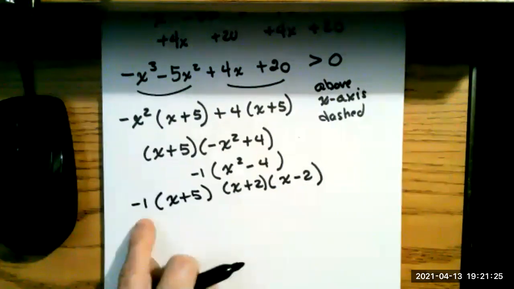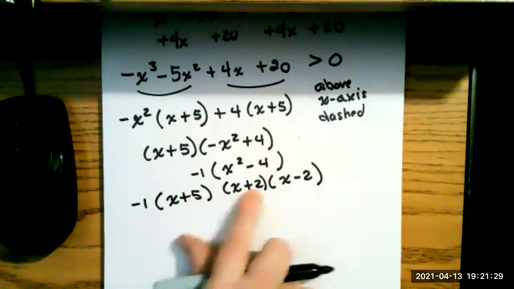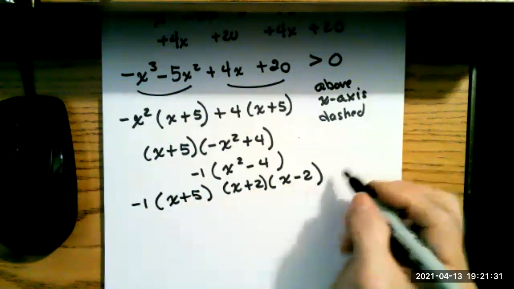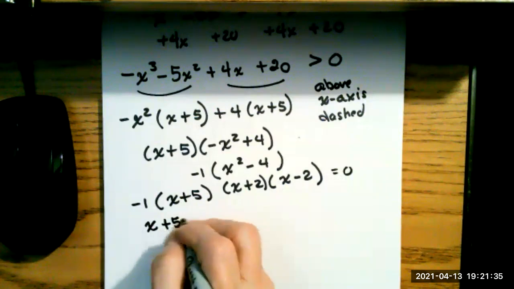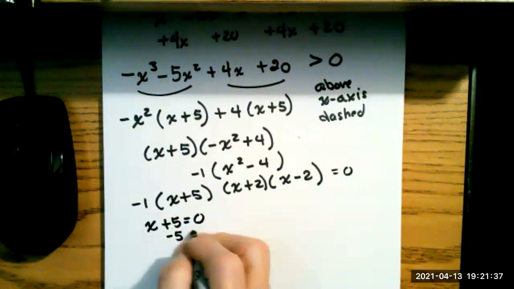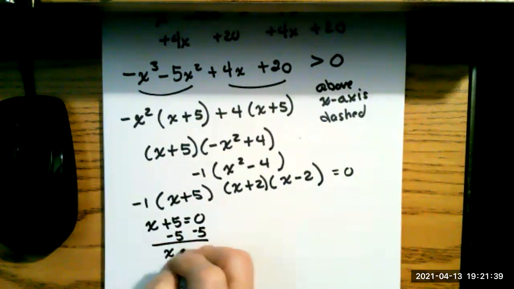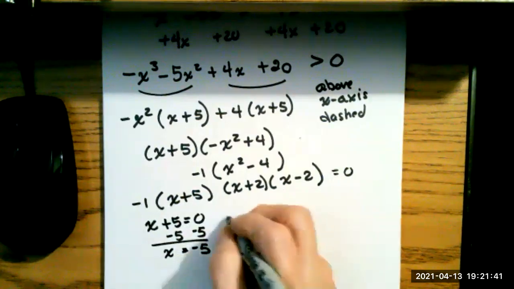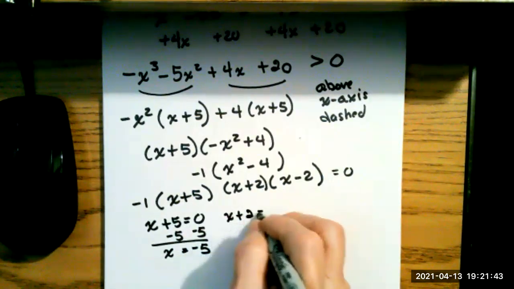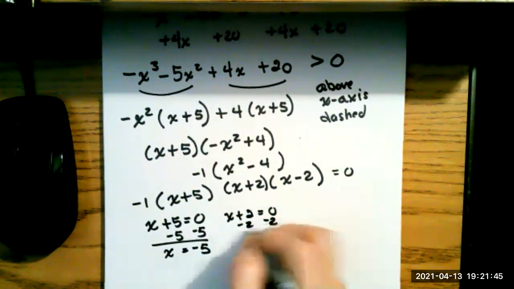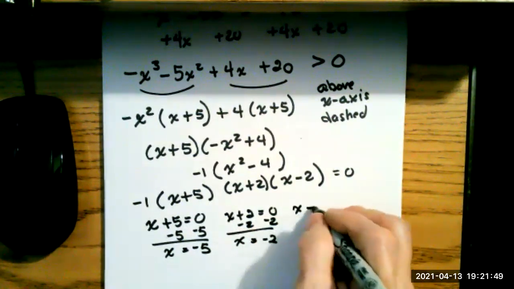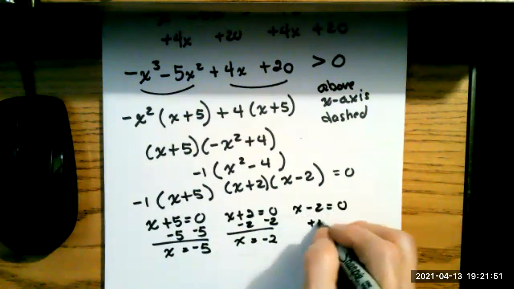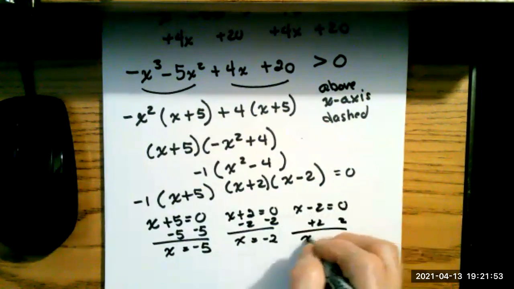And this didn't have an x on it, so I don't have to set it equal to 0. But this one, and this one, I have to set equal to 0 to get my values. X plus 5 is equal to 0 gives me x equals negative 5. These are actually the zeros of the function. X equals negative 2, and x equals 2.